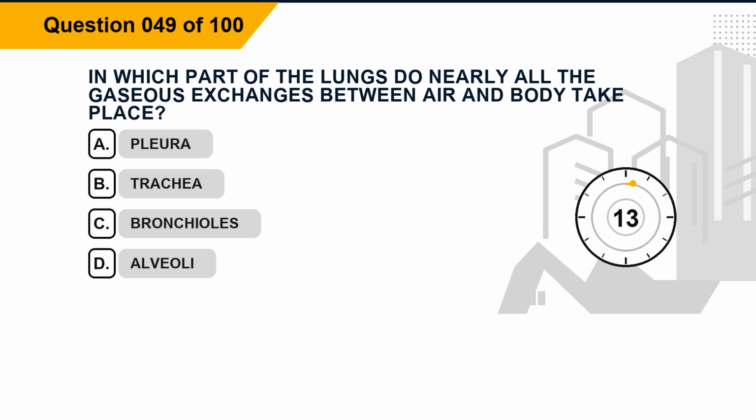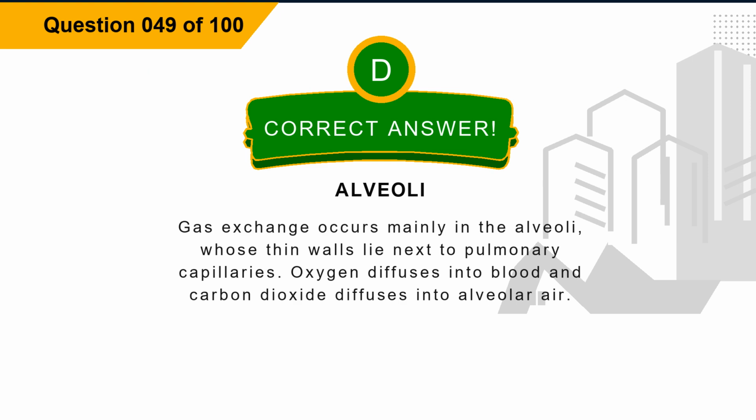Question 49. In which part of the lungs do nearly all the gaseous exchanges between air and body take place? Option A, pleura. Option B, trachea. Option C, bronchioles. Option D, alveoli. The correct answer is option D, alveoli. Explanation. Gas exchange occurs mainly in the alveoli, whose thin walls lie next to pulmonary capillaries. Oxygen diffuses into blood and carbon dioxide diffuses into alveolar air.